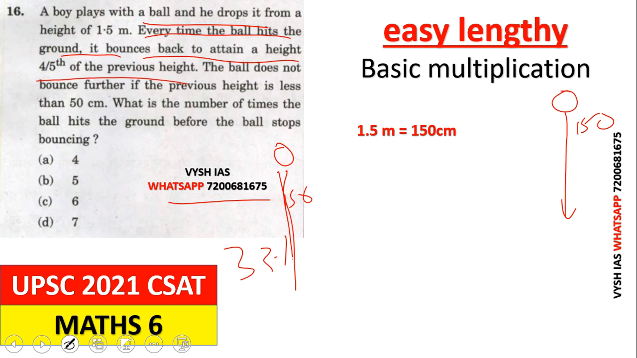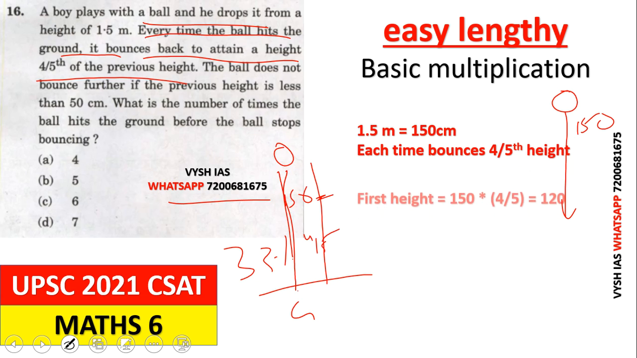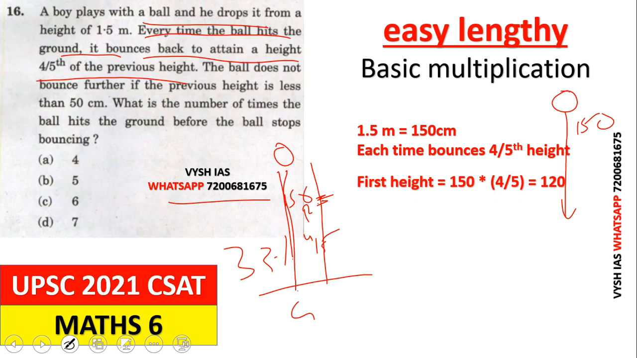Meaning if one time it touches the ground, it will not come back to 150 again. Instead, it will come to just 4/5 of 150. 4/5 of 150 is what? Is 120. Okay, it will come to 120. Then again you bounce from 120. It will not come back to 120. It will come back to 4/5 of 120, which will be 96 centimeter.